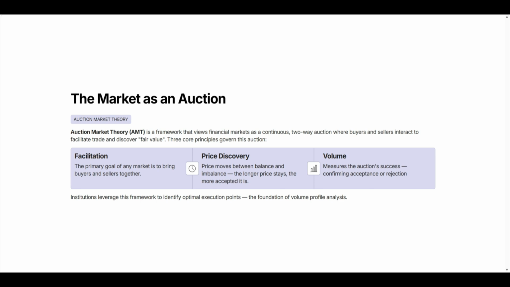Price moves between balance and imbalance. The longer price stays, the more accepted it is. Volume is what measures the auction success, confirming acceptance or rejection. Institutions leverage this framework to identify optimal execution points, the foundation of volume profile analysis.